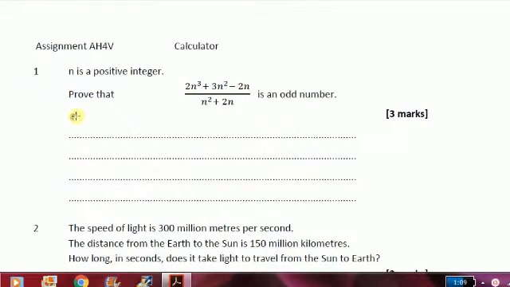So looking at the top, we see that n is common. So I have 2n squared inside the bracket plus 3n minus 2. That's the numerator. And then on the bottom of the fraction, the denominator, n is common again, and inside we have n plus 2.